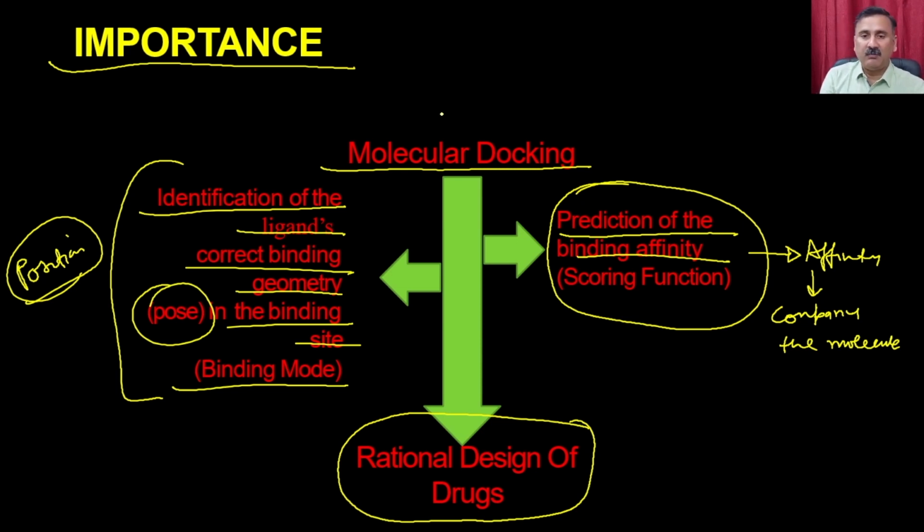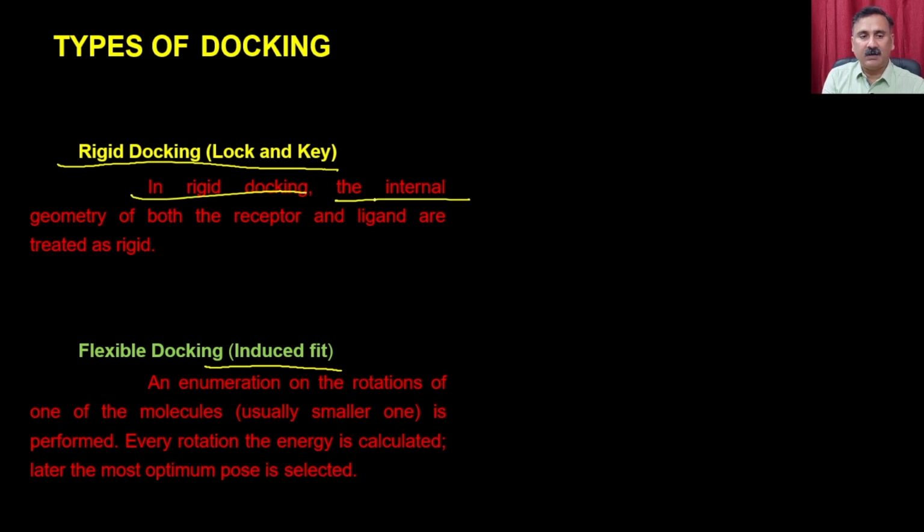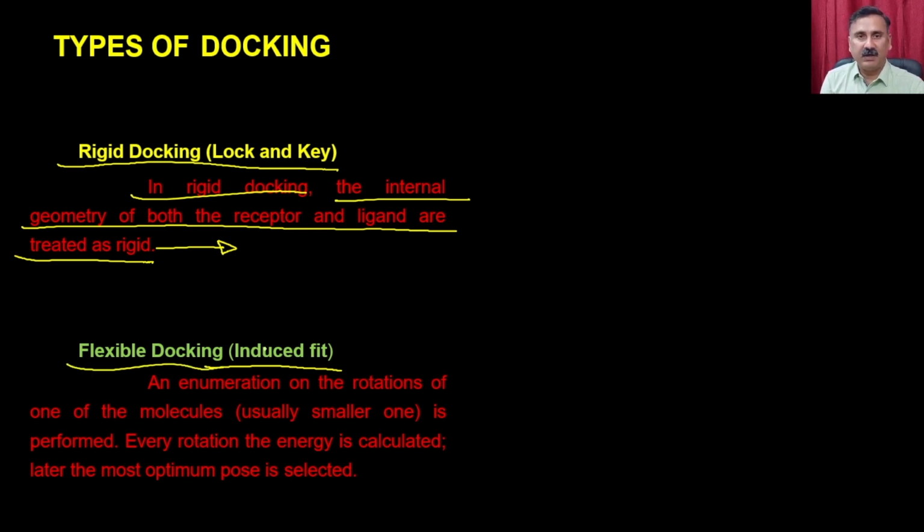Now, molecular docking can be performed in two different modes. You can follow the lock and key model, or you can follow the induced fit model, which means you can do rigid body docking, or you can do flexible docking. In rigid body docking, the internal geometry of both the receptor and ligand are treated as rigid. So in this case, you are following the philosophy of the lock and key model, whereas in flexible docking, you have the induced fit model.